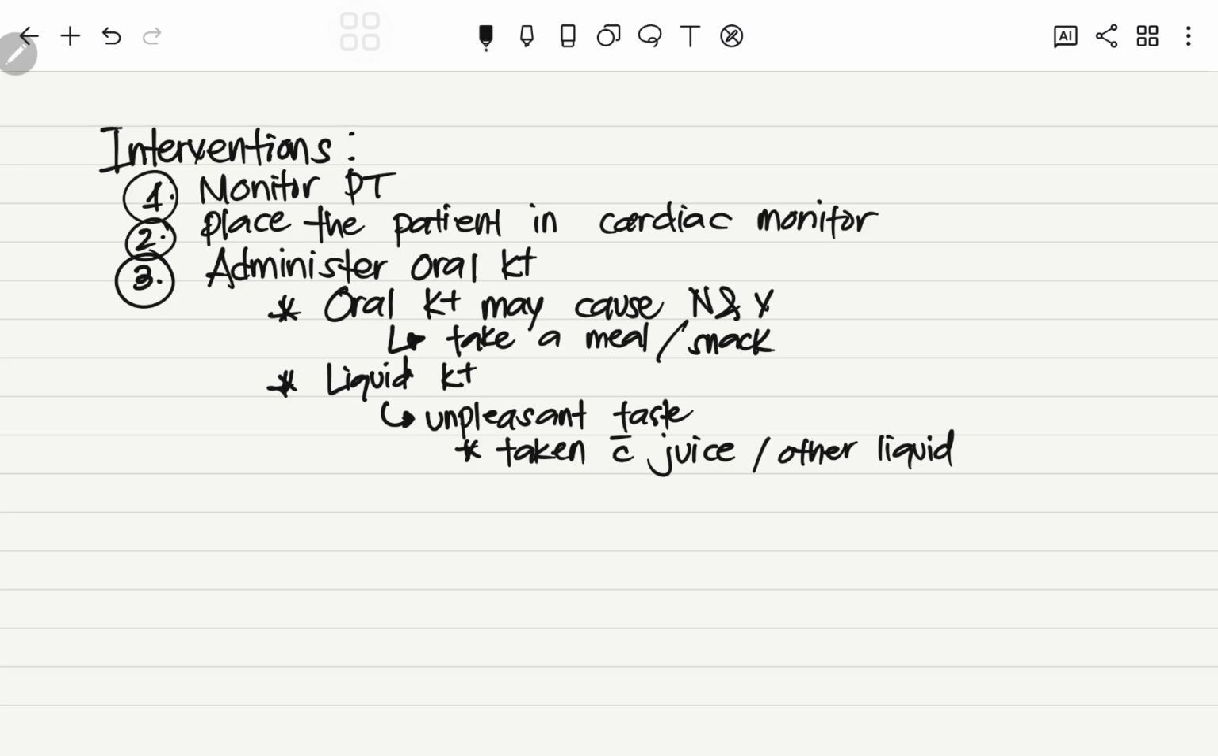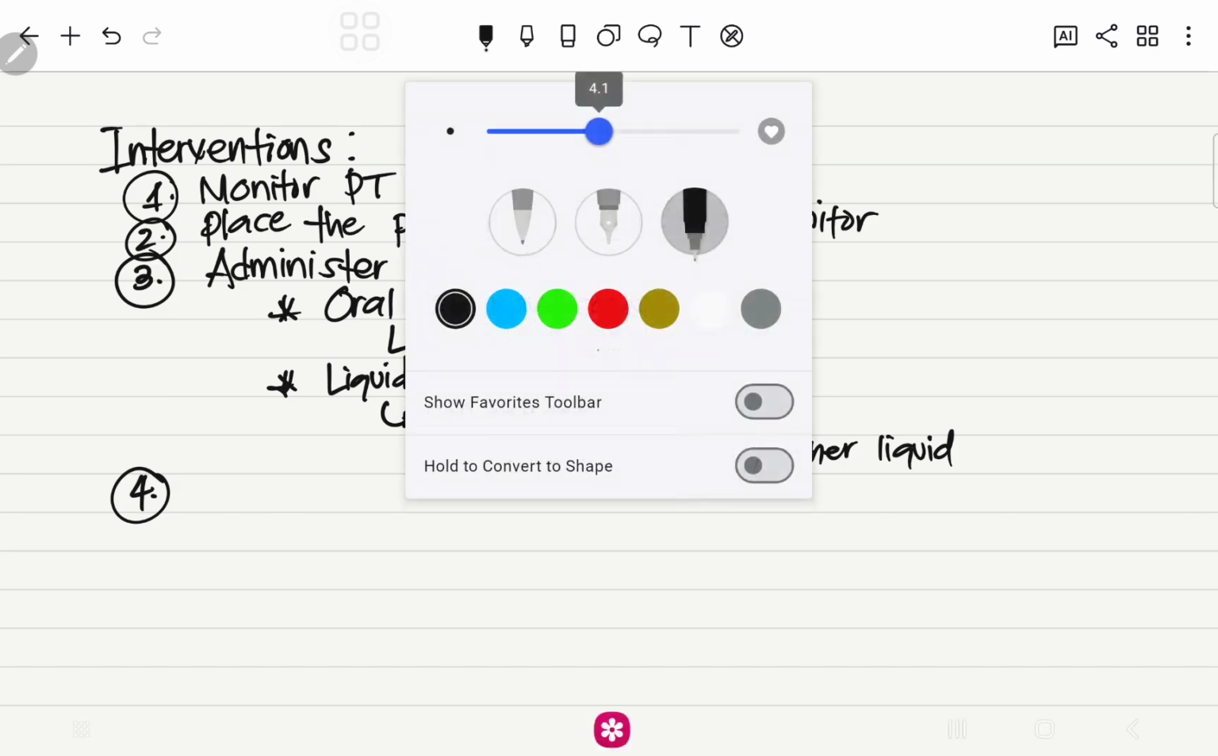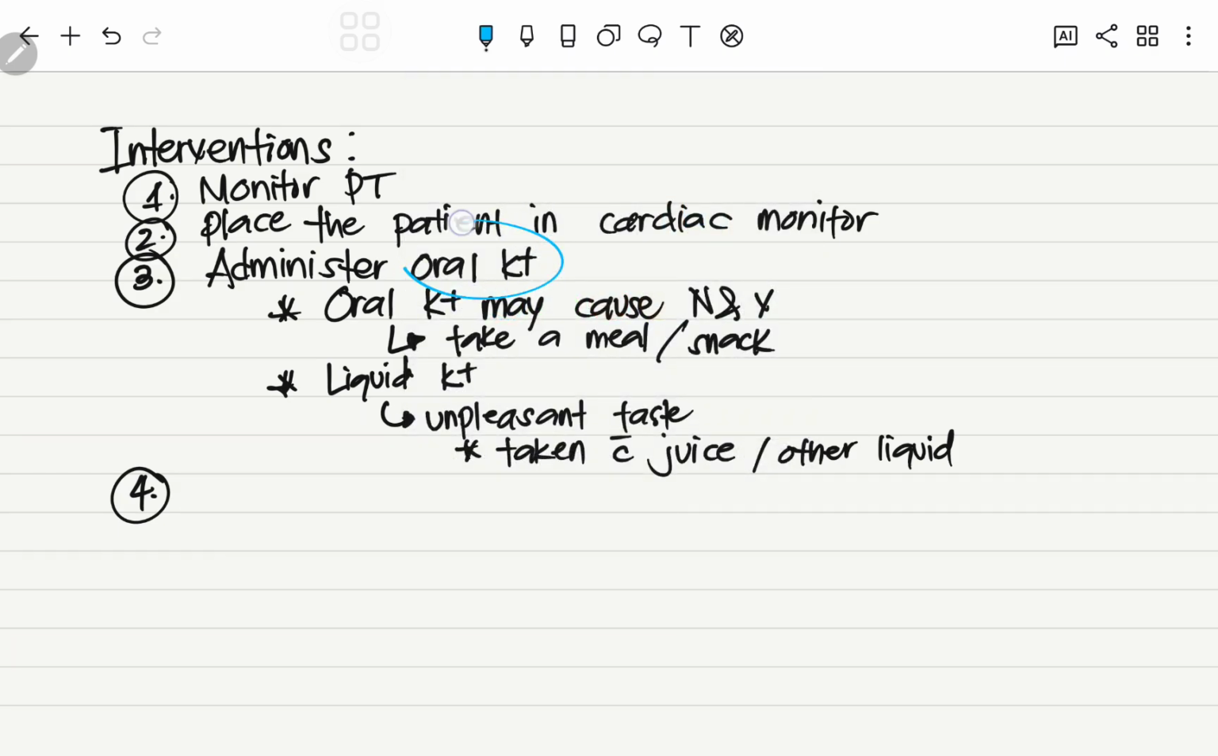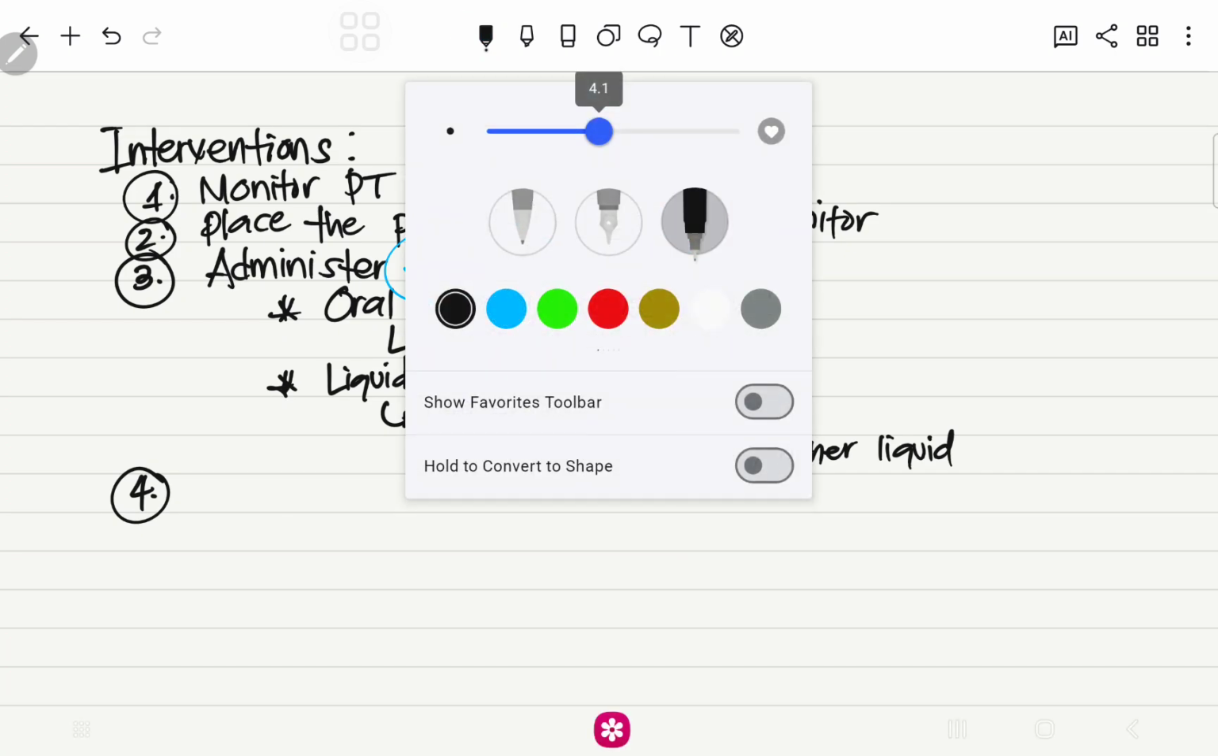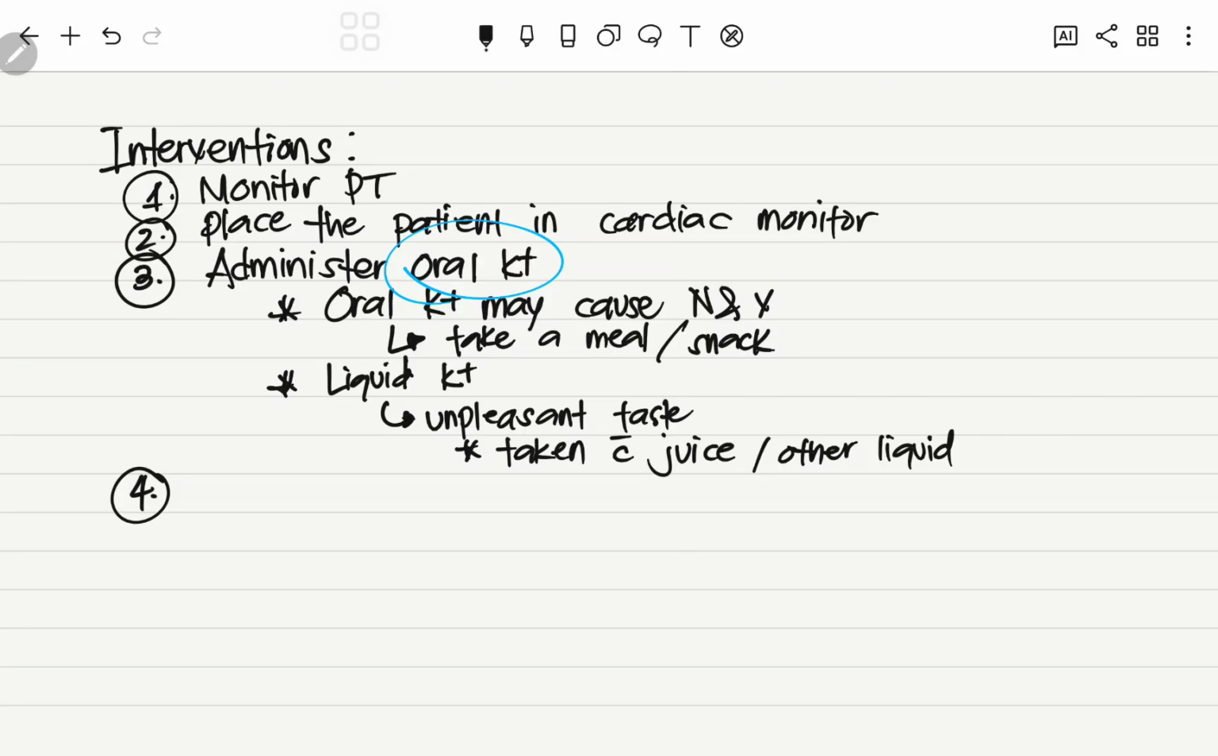So, of course, number 4 is when you have administered. What we have discussed here is your oral potassium intake. But of course, we also need to remind our patient and administer IV potassium. But when it comes to IV potassium, there's an important nursing consideration here, and I will be discussing this on our next slide.